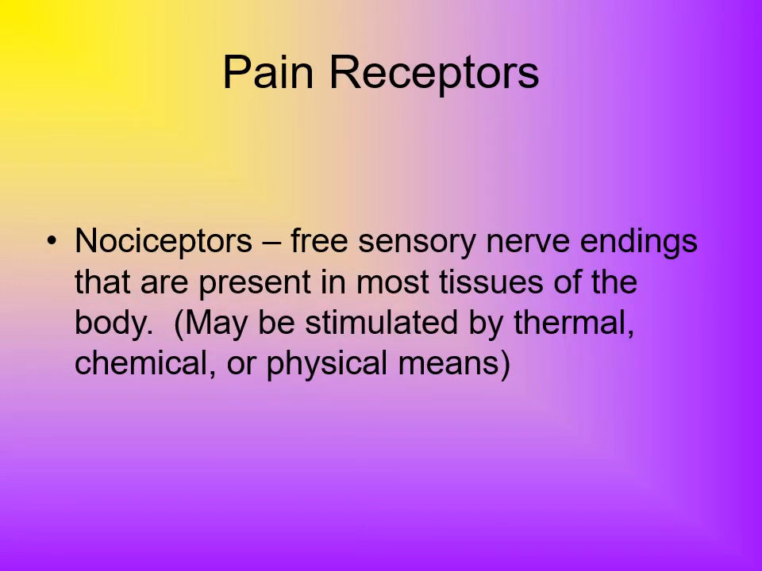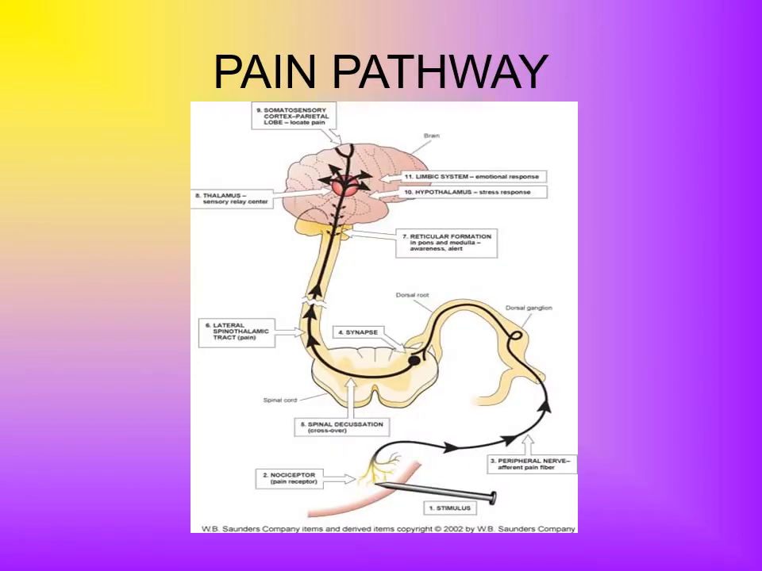So pain receptors are referred to as nociceptors. These are free sensory nerve endings that are present in most tissues of the body. They may be stimulated by thermochemical or physical means. And here's the pathway. It starts with a stimulus, and then you stimulate a nociceptor, pain receptor. Then it goes to a peripheral nerve, which is the afferent pain receptor, which is sensory.